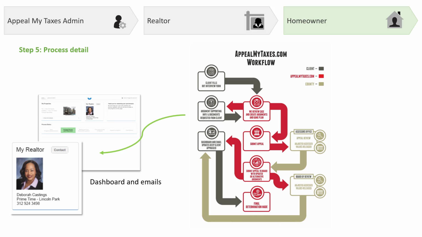Each one of these arrows represented is a step in the property tax appeal process. Each email will tell the client that they need to log into their dashboard. That means that the realtor will receive at least 9 touches with their client as a trusted real estate professional.